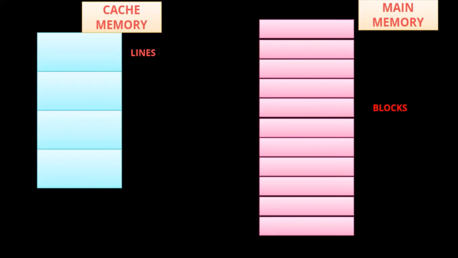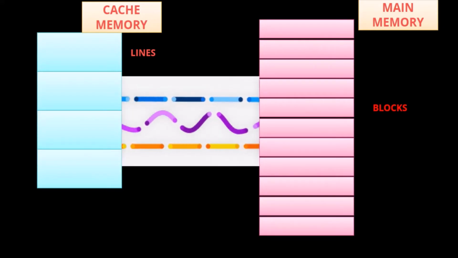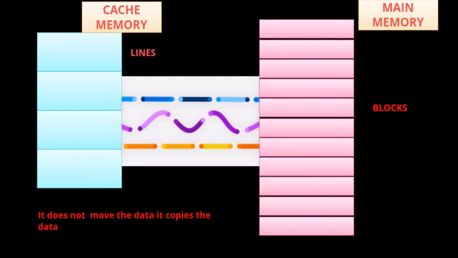These frequently used data will be fetched from the main memory. So there should be some sort of communication between the main memory and the cache memory. Note an important point here. The cache memory just copies the data from the main memory, not take the data from the main memory and put it into the cache memory.